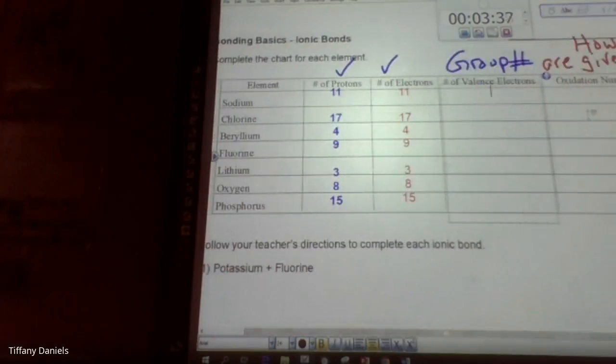All right, so how many valence electrons does sodium have? 1. And chlorine? 7. Beryllium? 2. Fluorine? 7. Lithium? 1. Oxygen? 6. And phosphorus? Excellent.